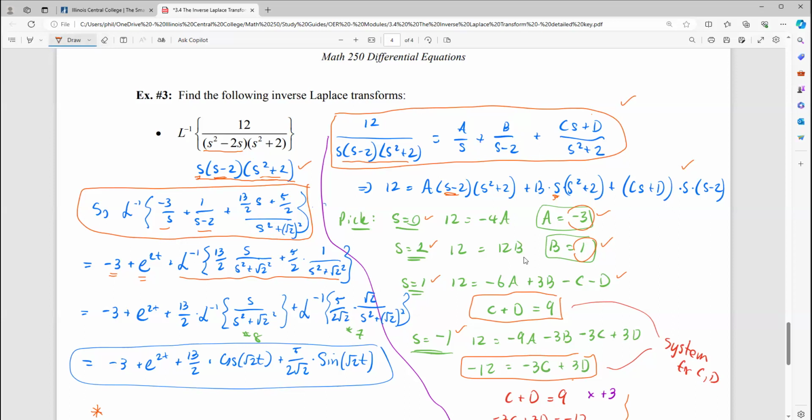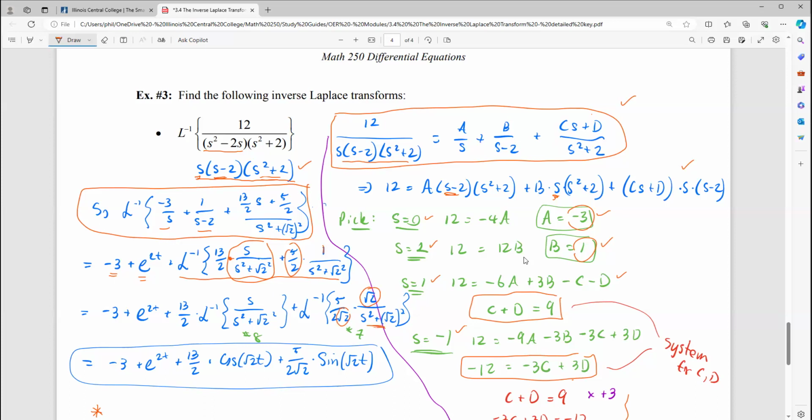So the first term, I can actually factor out that 13 over 2 here, and then this is my cosine. The other one, I can pull out the 5/2 and get a 1 over s squared plus 2. But the k number here is square root of 2, so I want a square root of 2 in the numerator. So I fix that here. I place a square root of 2 in the numerator. That means I also have to multiply by square root of 2 in the denominator to balance it out.